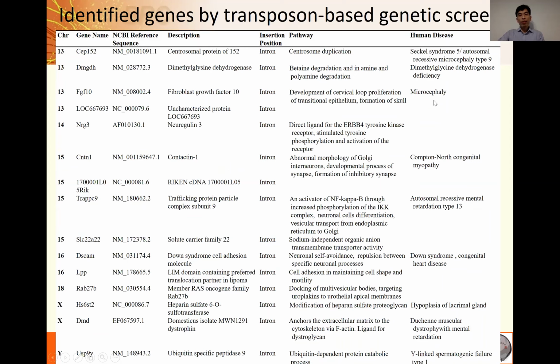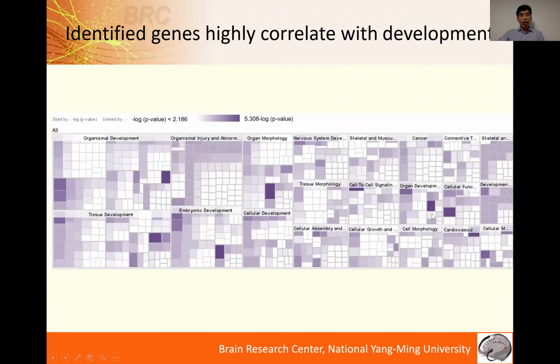So these are some others. We even identify a microcephaly gene, etc. But we really need to go back to the mouse and see whether taking out these genes will cause brain developmental diseases. And we also did some in silico experiments.